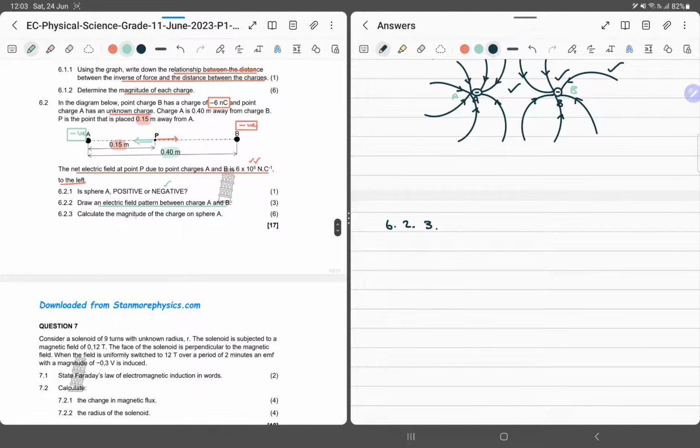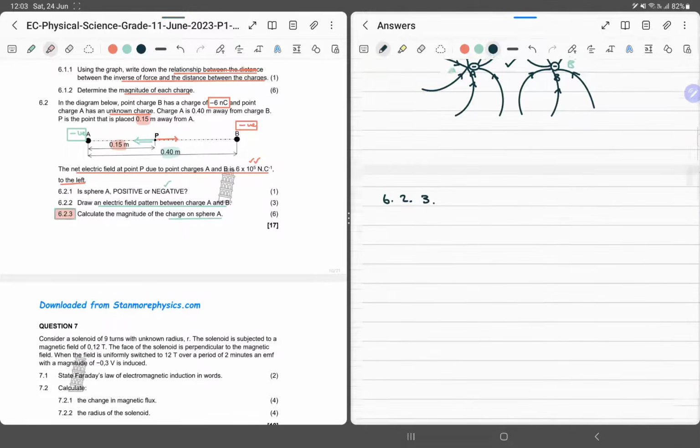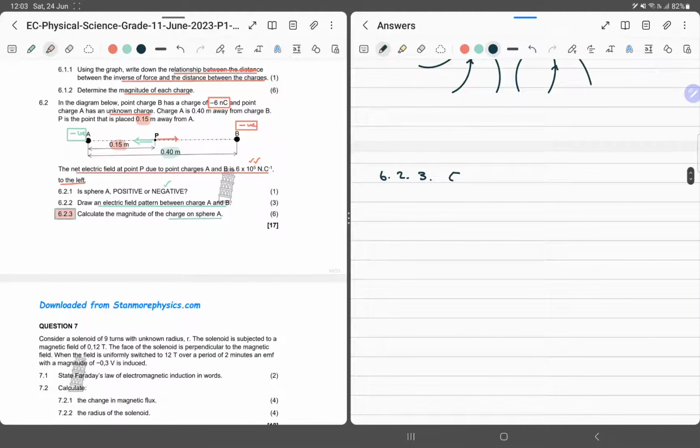Okay, it says now calculate the magnitude of charge on sphere A. Again, these types of questions are always there. They will haunt you, even in grade 12. So you might as well master them now. So now we're going to use the electric field. We know that the net electric field is going to be the electric field due to A plus the electric field due to B.